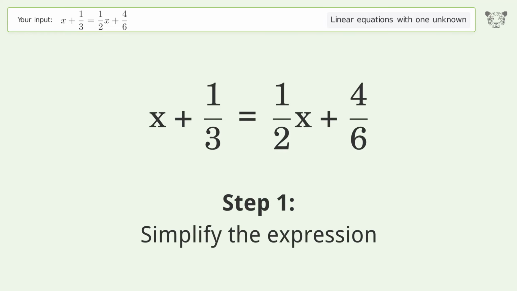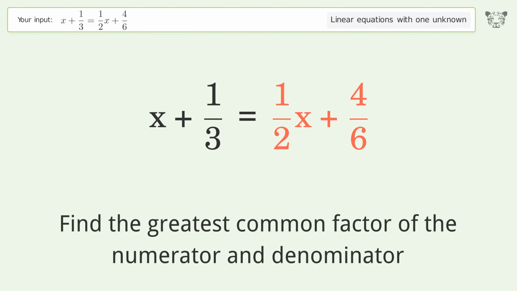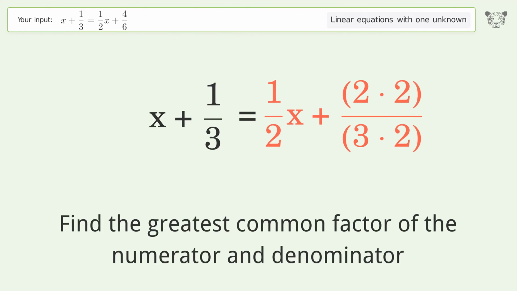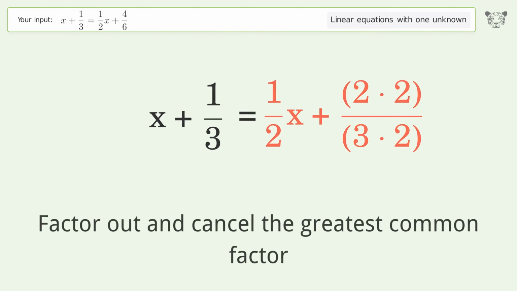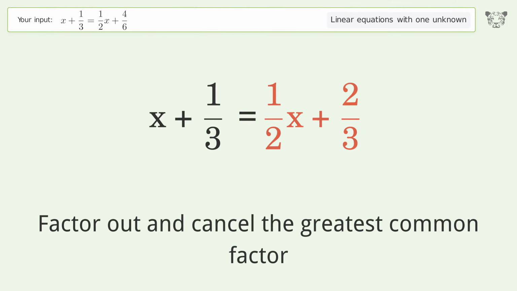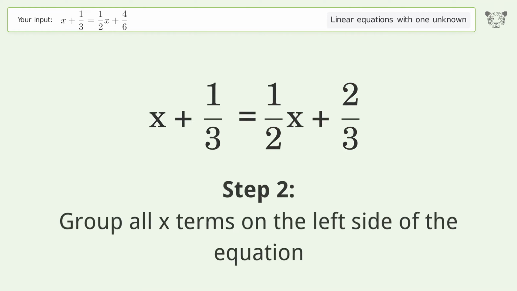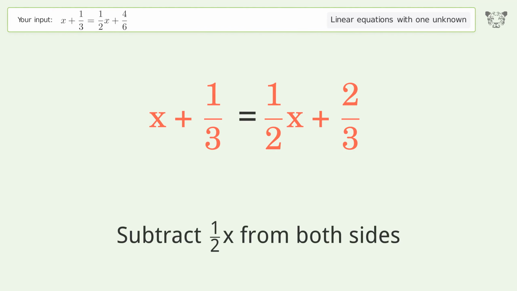Simplify the expression. Find the greatest common factor of the numerator and denominator. Factor out and cancel the greatest common factor. Group all x terms on the left side of the equation. Subtract 1/2x from both sides.